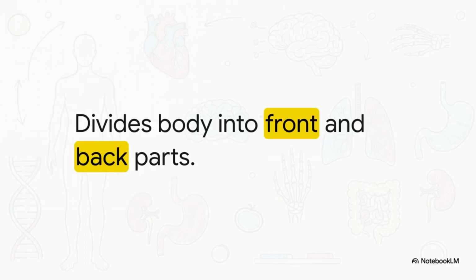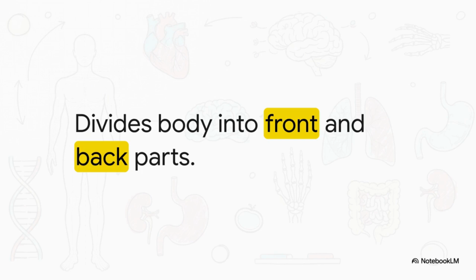Then we have the frontal plane, which is also known as the coronal plane. This is another vertical cut, but it passes through the body at right angles to the median plane. Essentially, it divides the body into an anterior or front part and a posterior or back part.